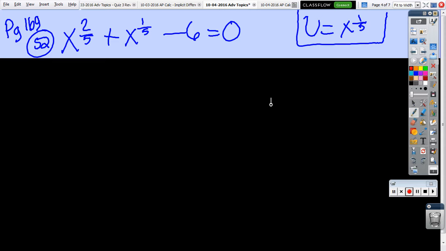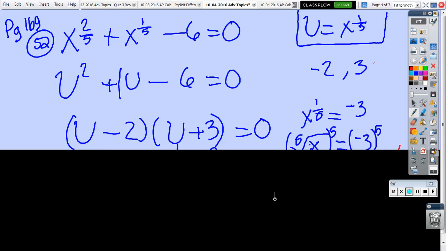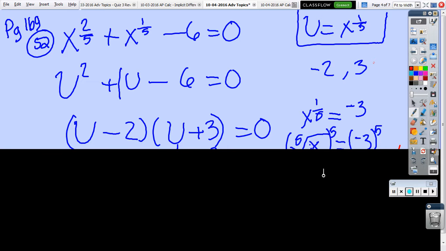And what factors would those be? Factors of -6 that add to +1. Oh, 3 and 2. Which one negative though? I thought you said +3, -2, right? Because you need to be +1, and that's all you do. You can go straight there. You don't have to do U substitution. If you want, you can go straight to x to the 1/5 minus 2 times x to the 1/5 plus 3, because that's what you're saying U is. U is x to the 1/5.